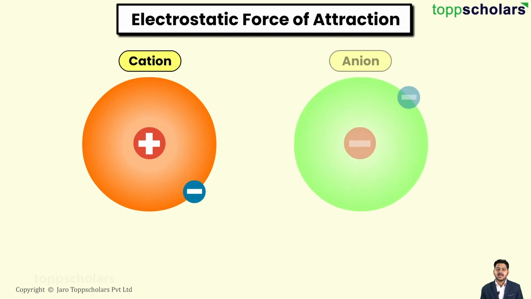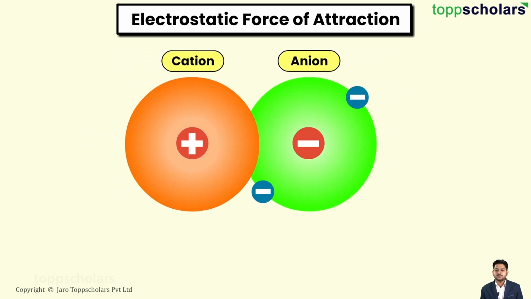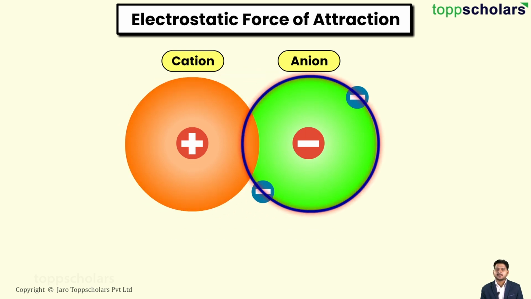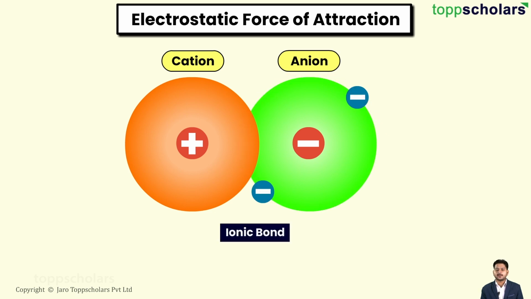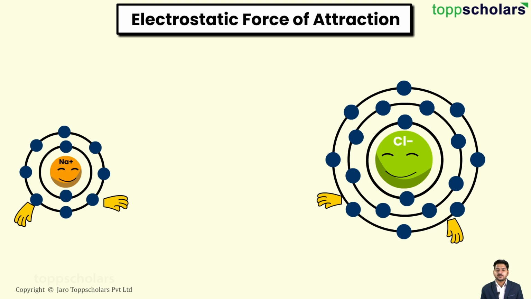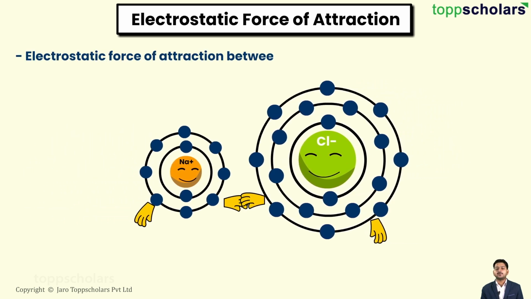This cation and anion, being oppositely charged, are attracted to each other by electrostatic force of attraction. The force of attraction between a positively charged cation and a negatively charged anion results in the formation of an ionic bond. So, we can define an ionic bond as the electrostatic force of attraction between two oppositely charged ions.